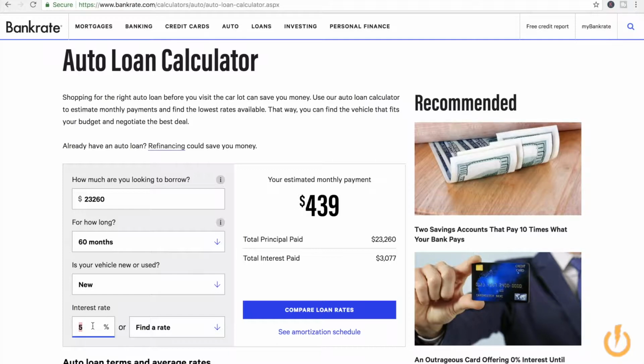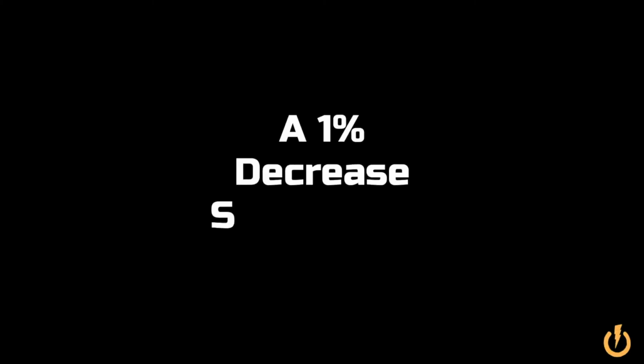Let's say if our interest rate was 1% less, so we'll change it to 4. And let's see if it drops from $3,000 to something else. It drops by a little bit more than $600. A 1% decrease in your interest rate saved you $600 for this same car.